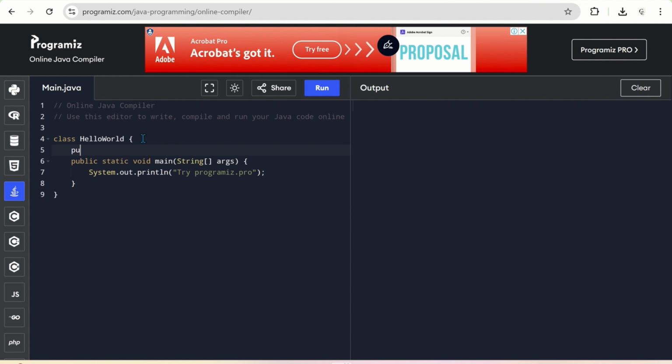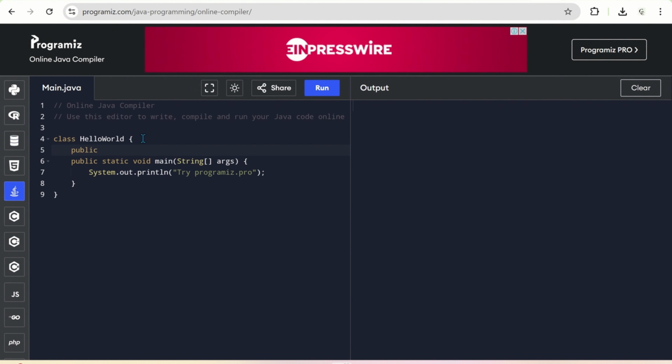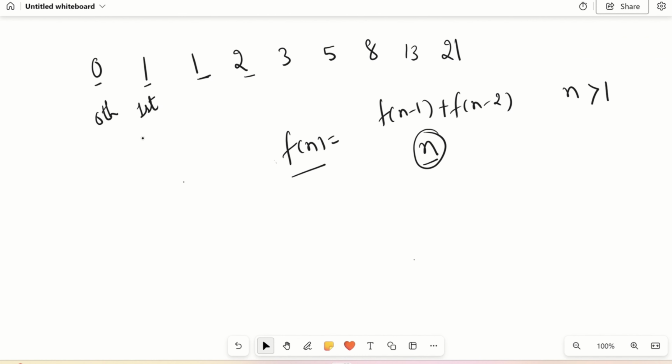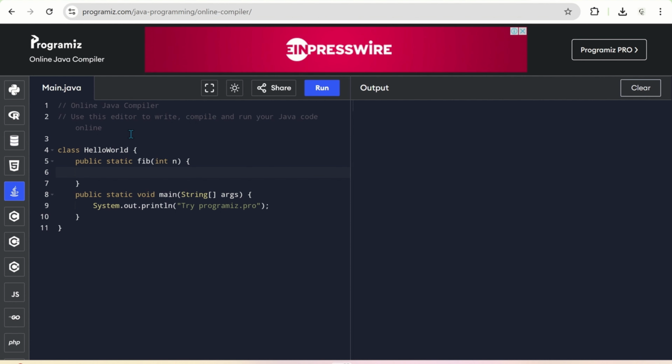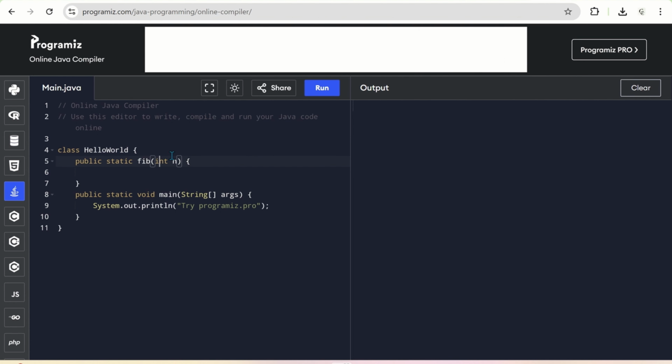So we will write the function public static, let's say fib. This is going to be a recursive function. What is going to be its parameter? Int n. So what is the question? You will be asked to calculate, let's say, the 10th term. 0, 1, this is the second term, this is the third term, the fourth term, fifth term, sixth term, 7th, 8th, and in the question you can be asked to calculate any term. n represents that term.